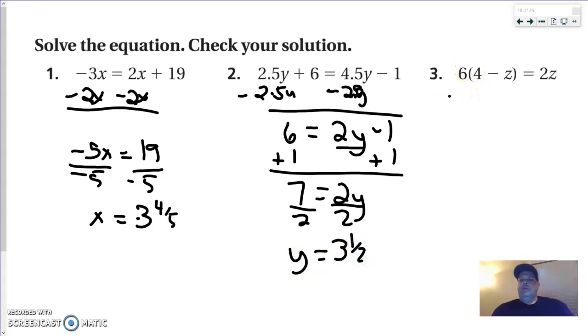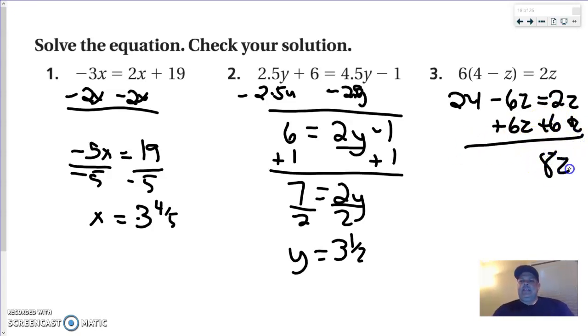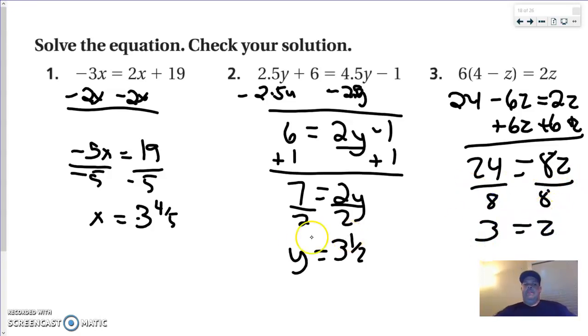We distribute here. This is 24 minus 6z equals 2z. Since my 2z is already here, I'm going to add 6z. That will give me 8z equals 24. Divide by my 8, and z equals 3.